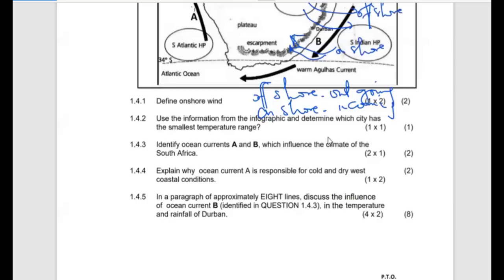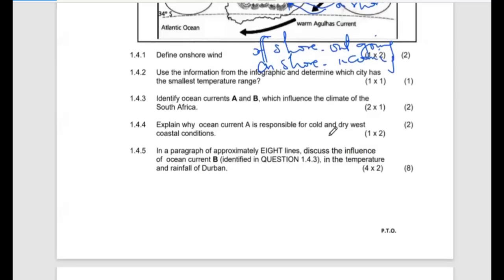So basically, you define according to that understanding of the direction of movement of air from water to land or from land to water. Off, outgoing from land to water. On, from water to land.